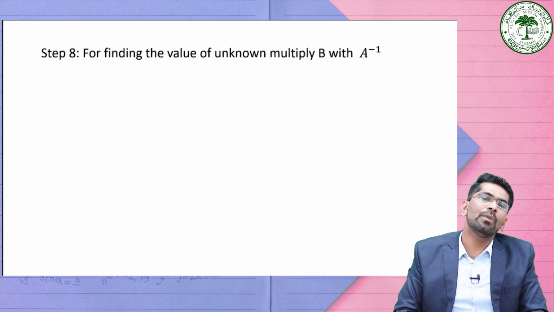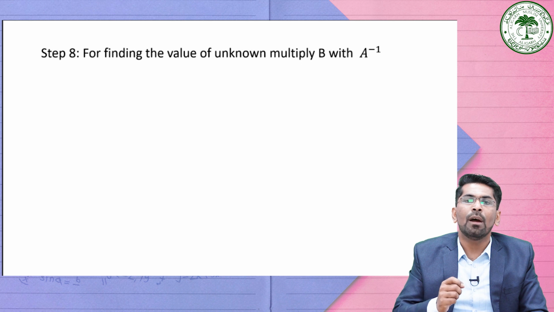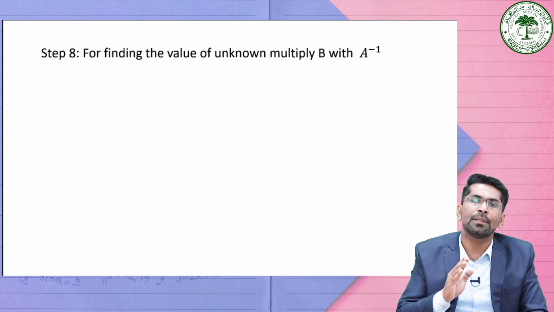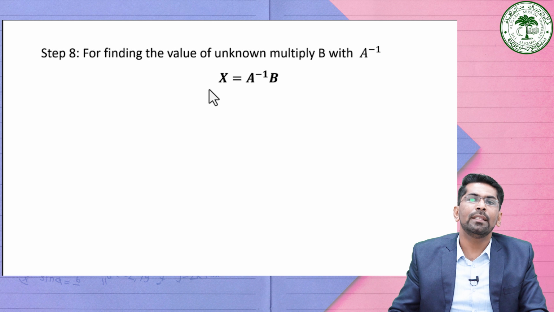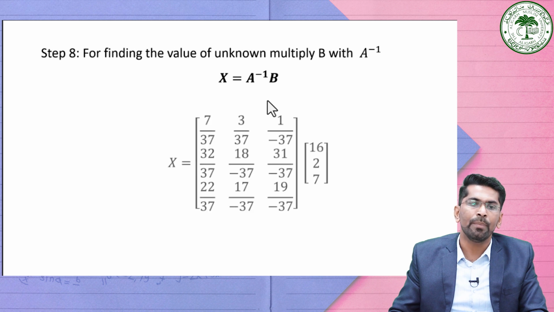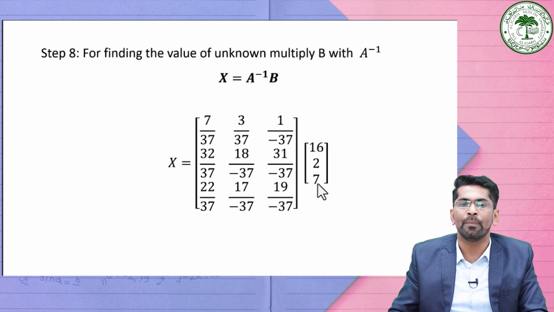After finding the inverse of the matrix, what do we want to do? We want to find the value of the unknown variable by multiplying the constant matrix with the inverse of the matrix. So the unknown variable X is equal to the inverse of the matrix into the constant matrix, which is B. Here the inverse we have already estimated, that is 7 divided by 37, 3 divided by 37, 1 divided by minus 37, 32 divided by 37, 18 divided by minus 37, 31 divided by minus 37, 22 divided by 37, 17 divided by minus 37 and 19 divided by minus 37. We are going to multiply this inverse of the matrix with the constant matrix, that is 16, 2 and 7. So this is the B.